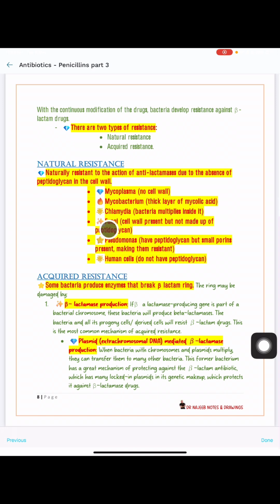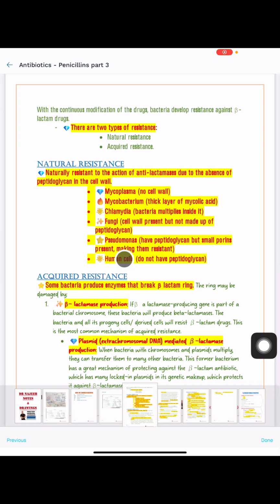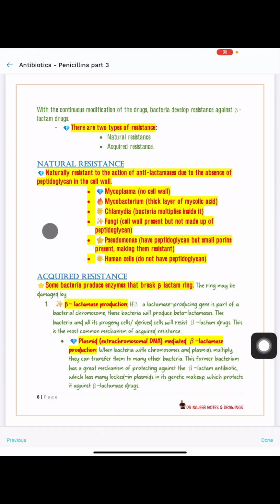Chlamydia are intracellular bacteria. In fungi, the cell wall is present but not made of peptidoglycan; it's made of chitin. And human cells do not have a peptidoglycan, they don't have a cell wall. And whichever cells produce the beta-lactamase, they have a peptidoglycan. Action of anti-lactamase.